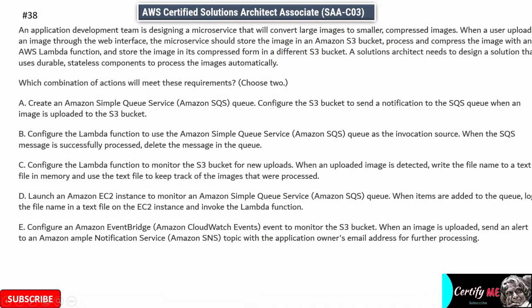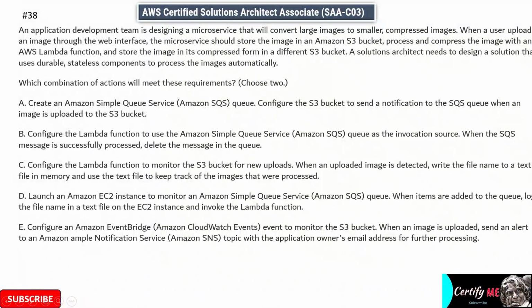Choose two options. Option A: create an Amazon Simple Queue Service queue. Configure the S3 bucket to send a notification to the SQS queue when an image is uploaded to the S3 bucket. Option B: configure the Lambda function to use the Amazon Simple Queue Service queue as the invocation source. When the SQS message is successfully processed, delete the message in the queue. Option C: configure the Lambda function to monitor the S3 bucket for new uploads. When an uploaded image is detected, write the file name to a text file in memory and use the text file to keep track of the images that were processed.